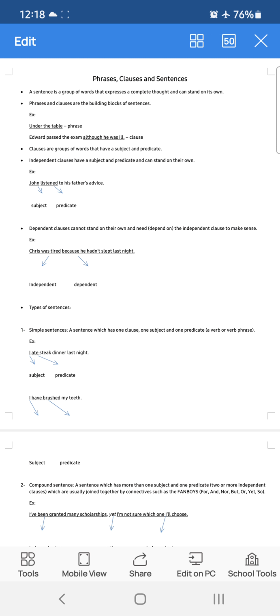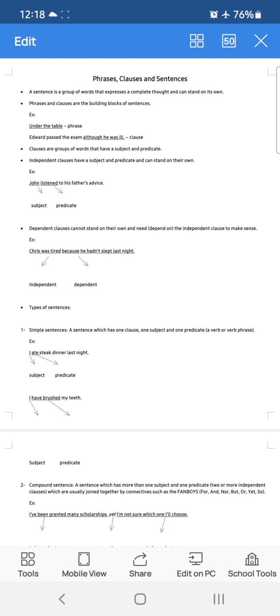But let us get into dependent clauses. Dependent clauses are different from independent clauses. How? Dependent clauses cannot stand on their own and depend on, hence they're called dependent clauses. They depend on the independent clause to make sense. For example, Chris was tired because he hadn't slept at night. Sorry, there's a typo here. Because he hadn't slept at night.